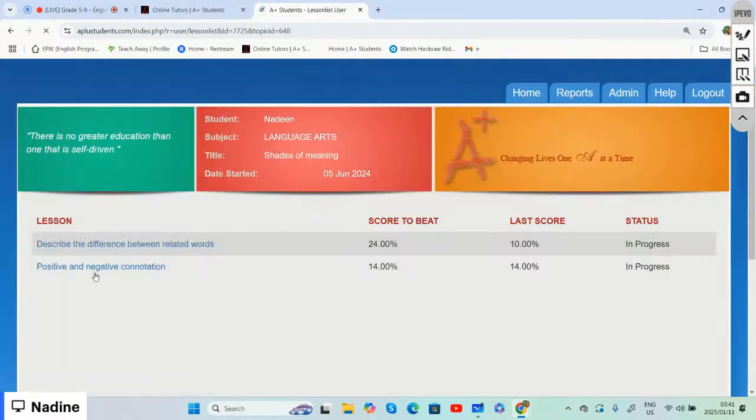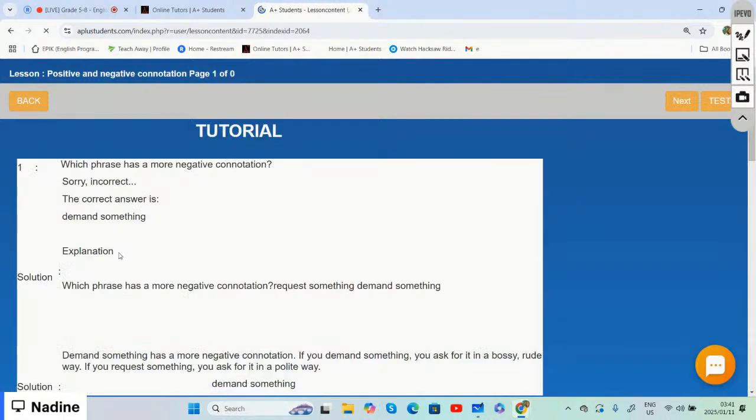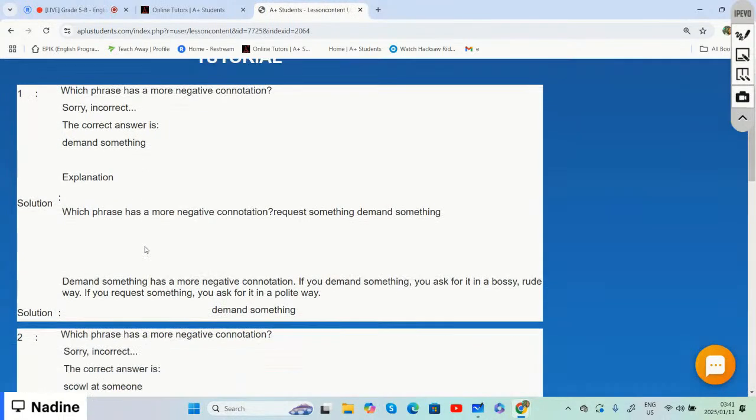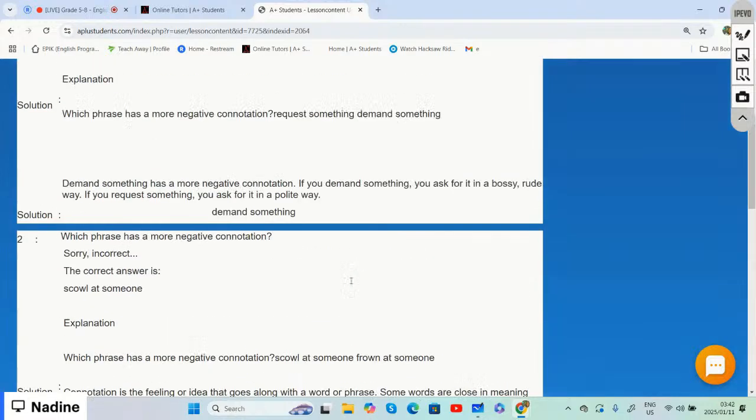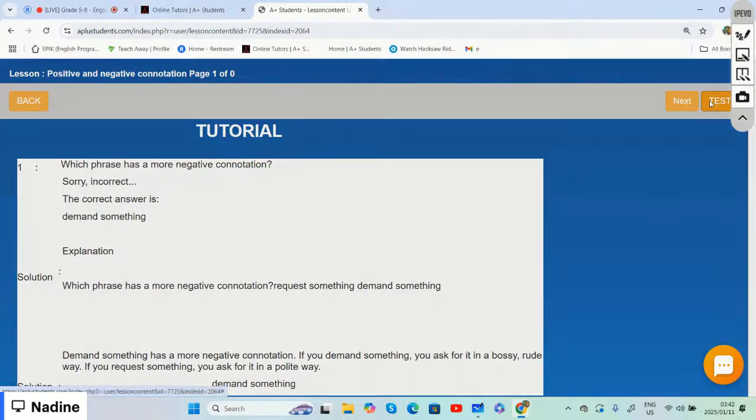All right. So now we're going to positive connotation and negative connotation. And remember, we said positive and negative connotation is basically words that go along with another word, where two of the words might be slightly close in meaning, but there's a difference when it comes to the connotation. One can be positive and one can be negative.